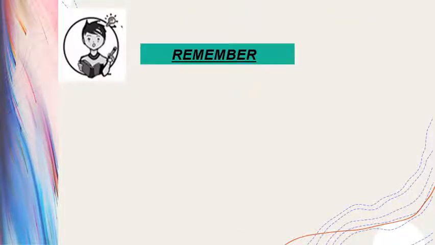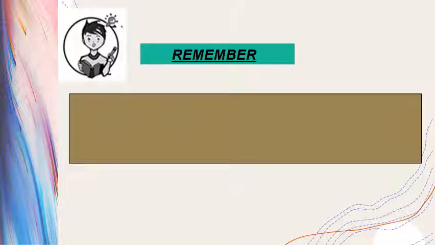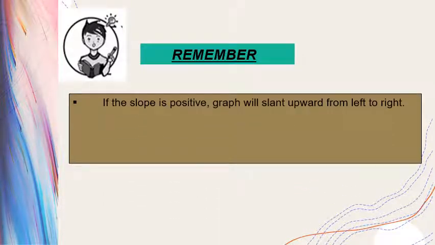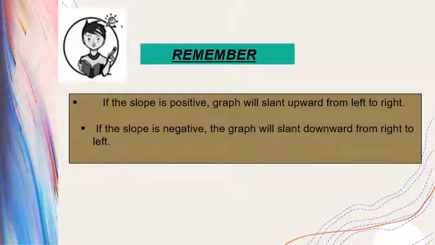So let's remember this when graphing with the slope. If the slope is positive, the graph will slant upward from left to right. If the slope is negative, the graph will slant downward from left to right.